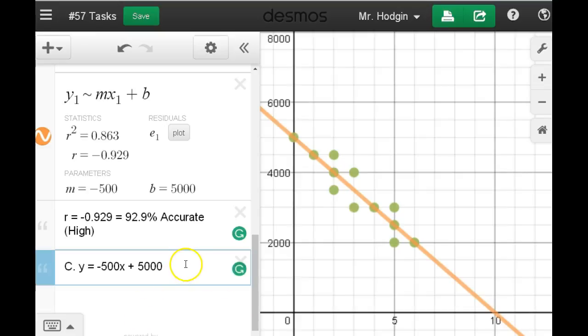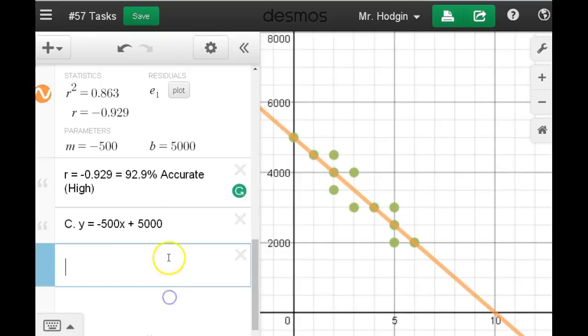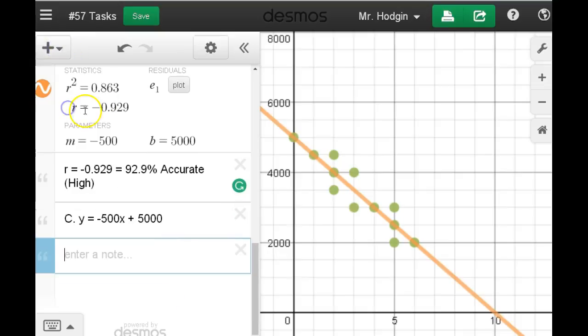Okay. Then I can add another note and put in what D is. So you always do a note when you just want to type a response. So number D says, what is the y-intercept? So I'm going to start off with, B = 5,000.